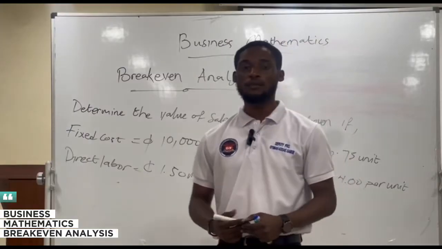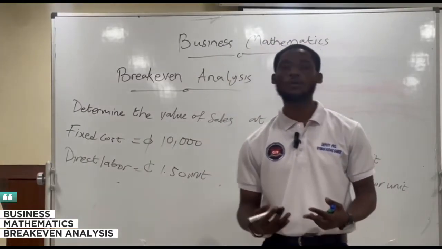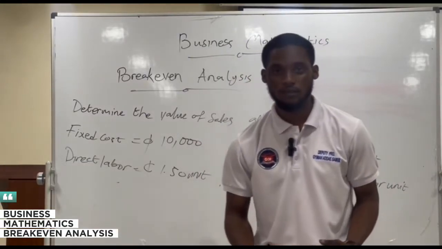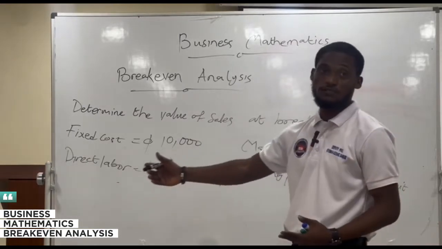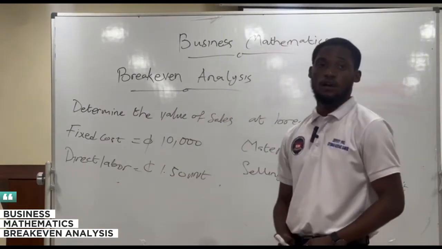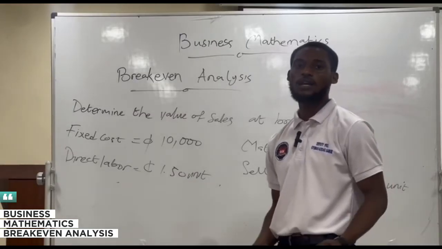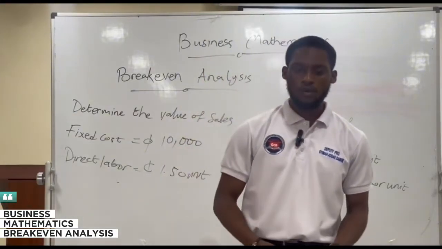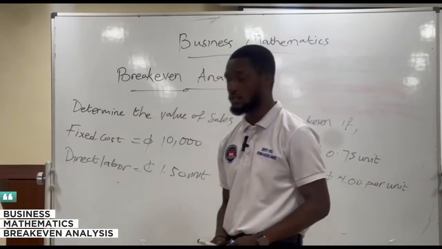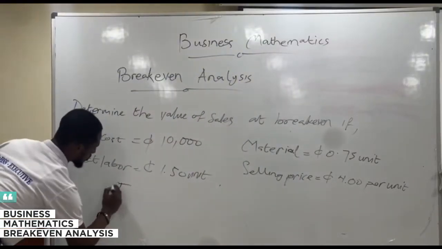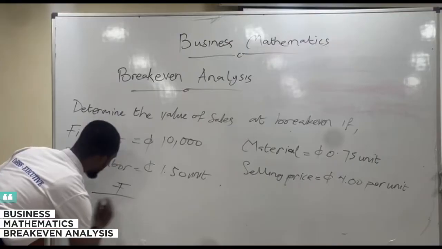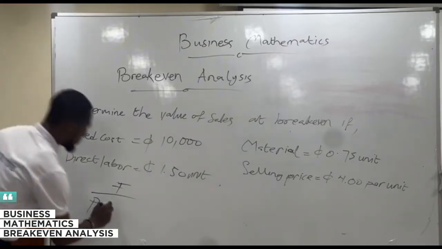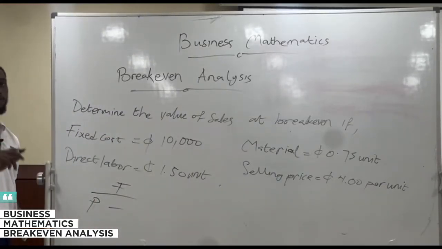Why? Because in this question, the variable cost wasn't given, but rather factors of production were given. Direct labor is a factor of production. Material is a factor of production. So how then do we go ahead to find our break even? It's simple. You have to first state your formula, which is the fixed cost represented by F divided by price per unit represented by P, and the variable cost represented by V.